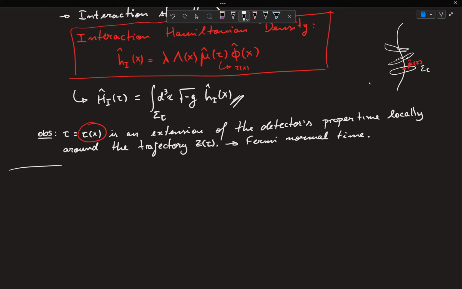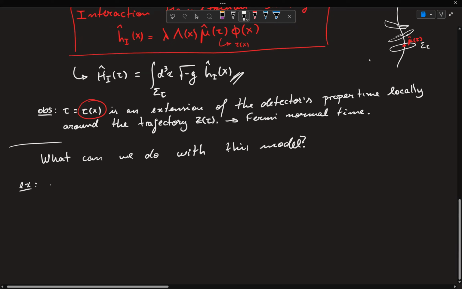All right. Cool. So the question of what we want to find out right now is: what can we do with this model? And to answer this, we're just going to look at an example, and this is going to be the example that we're mostly going to stick with. So we're going to consider a qubit. So the Hilbert space is C2.